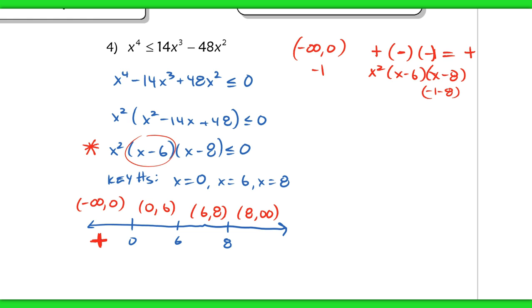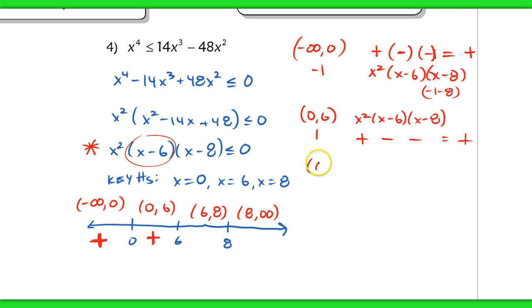Now let's test our next interval, from 0 to 6. I'm just going to write this out each time: test a number between 0 and 6. Let's try +1. If I put +1 in here, I get a positive. Plug in +1 here, I get a negative. Plug in +1 here, I get a negative, resulting overall in a positive.